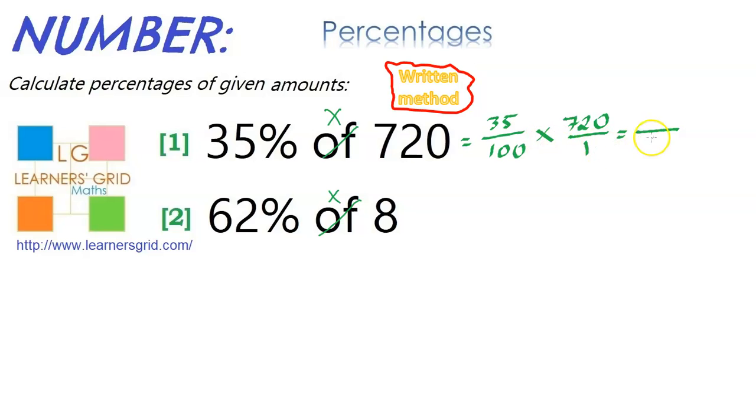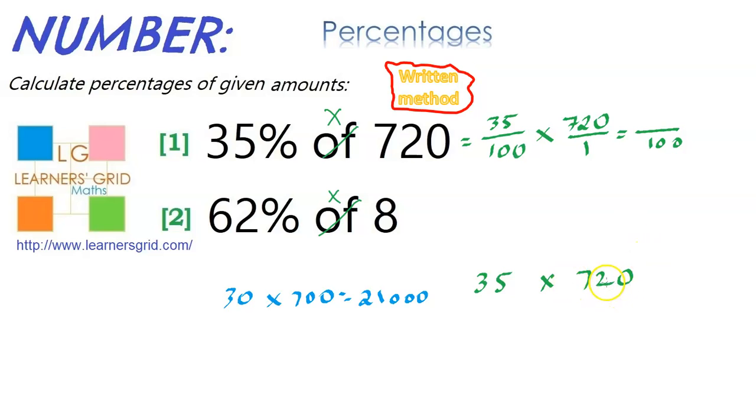So 100 times 1 is 100, so that's the easy part. The more difficult part is 35 times 720. Okay, there's a number of ways I could do it. I am going to do it without a column method this time. I'm going to just chunk this up. So it's going to be 30 times 700. And that gives me 3 times 7 is 21. And just add these zeros, 1, 2, 3.